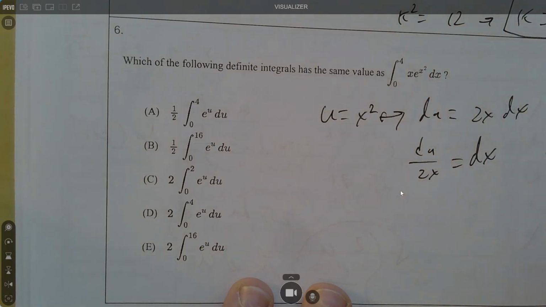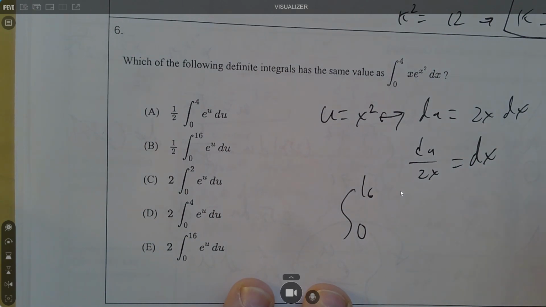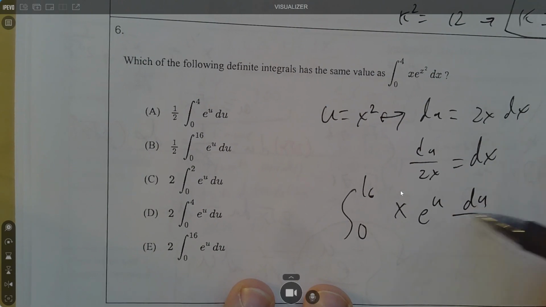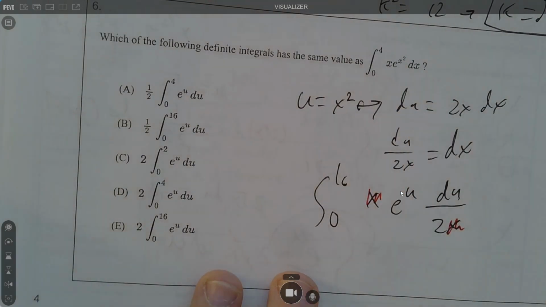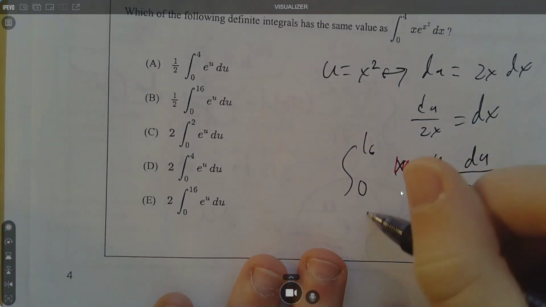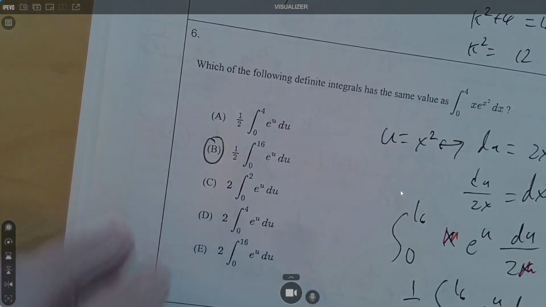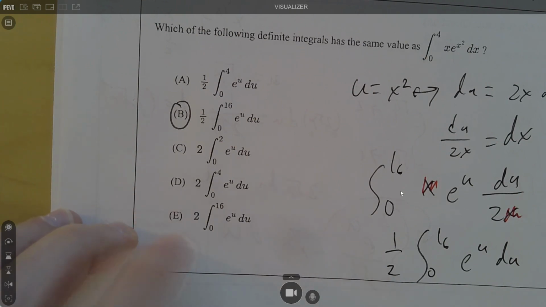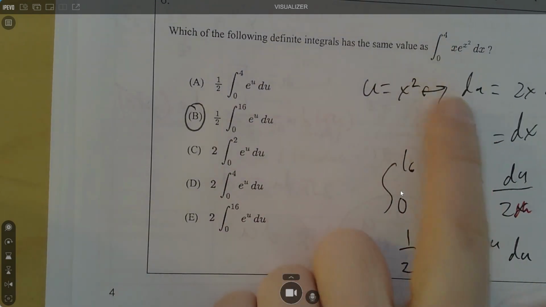My u is x squared, so it's going to be integral 0 to 16 x e to the u, and then du over 2x. So these x's are going to cancel here. So I end up with 1/2 integral 0 to 16 e to the u du, and I see that right here, it's B. Okay, clear on that one? Always check the bounds, guys. Don't forget the bounds, because if you didn't check the bounds, you might have chosen A. Make sure you always plug the bounds into the u.